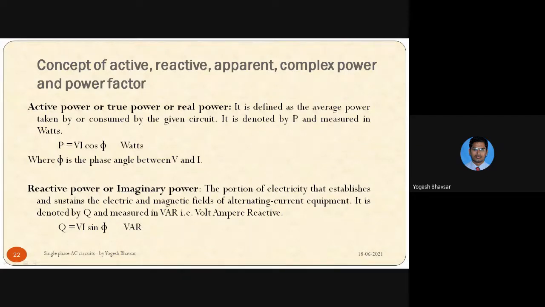There is also a derivation for this VI cos phi in the next circuit. So active power is given by P is equal to VI cos phi, where cos phi is the power factor and phi is the phase angle between the voltage and current phasors.